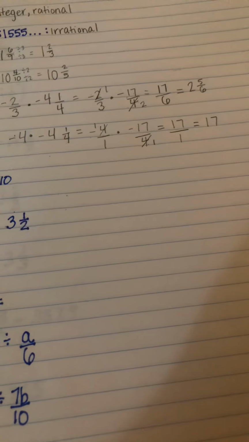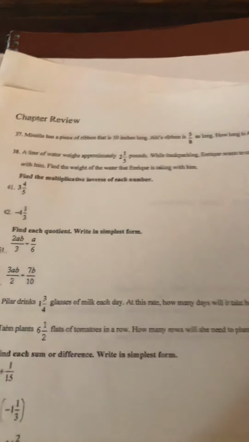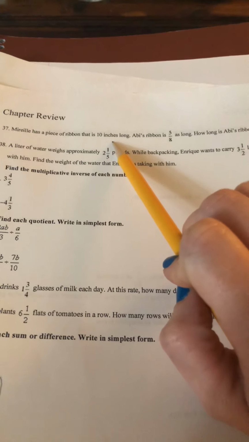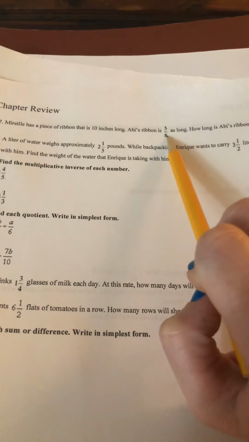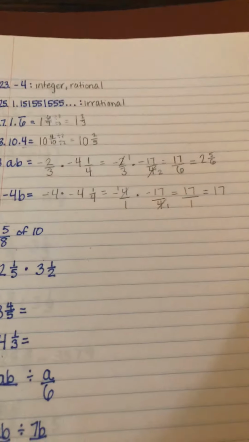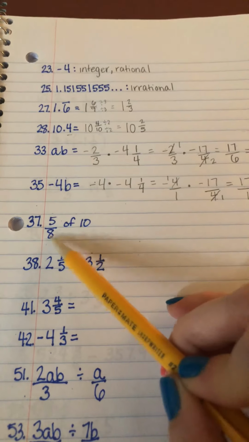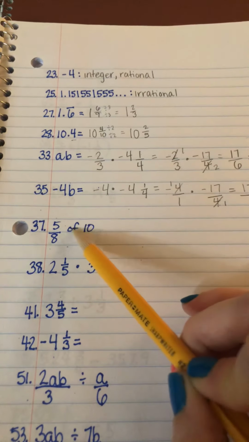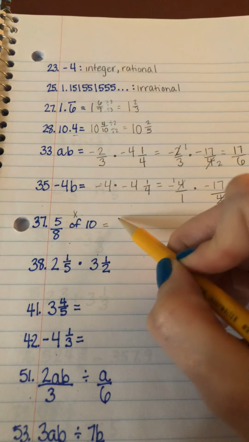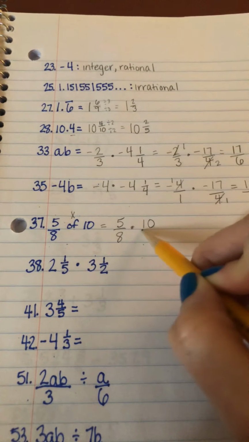All right, let's turn the page. Okay. This one, it says, Marielle has a piece of ribbon that is 10 inches long. Abby's ribbon is 5/8 as long. How long is Abby's ribbon? All right, so if we look, that means her ribbon is shorter, so it's 5/8 of 10 inches. Of, if you remember, is multiply, okay? So what we're going to do is we're going to multiply 5/8 times 10. We're going to put 10 over 1.